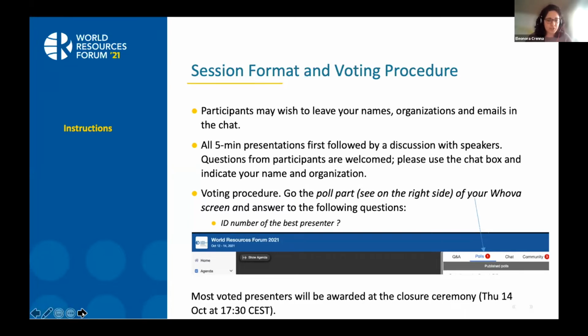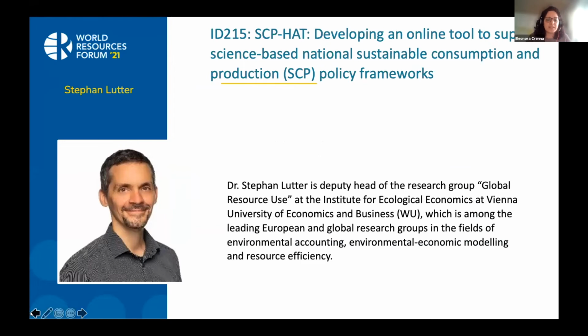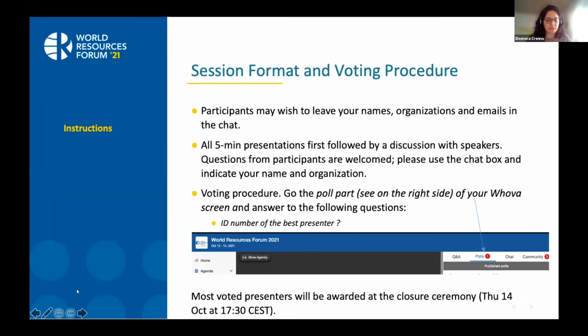After the last presentation, we will show the screen with the voting. So you will see the speakers and the idea of their presentation, and you will be able to vote for the best presenter and also for the presentations that raised most interesting questions. So don't forget to take note of the ID, but it will be shown at the end.